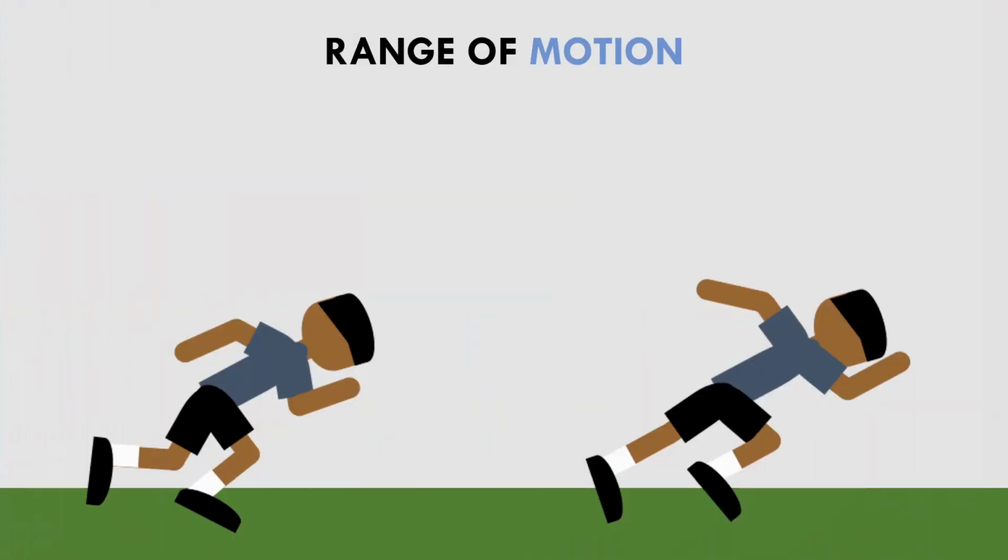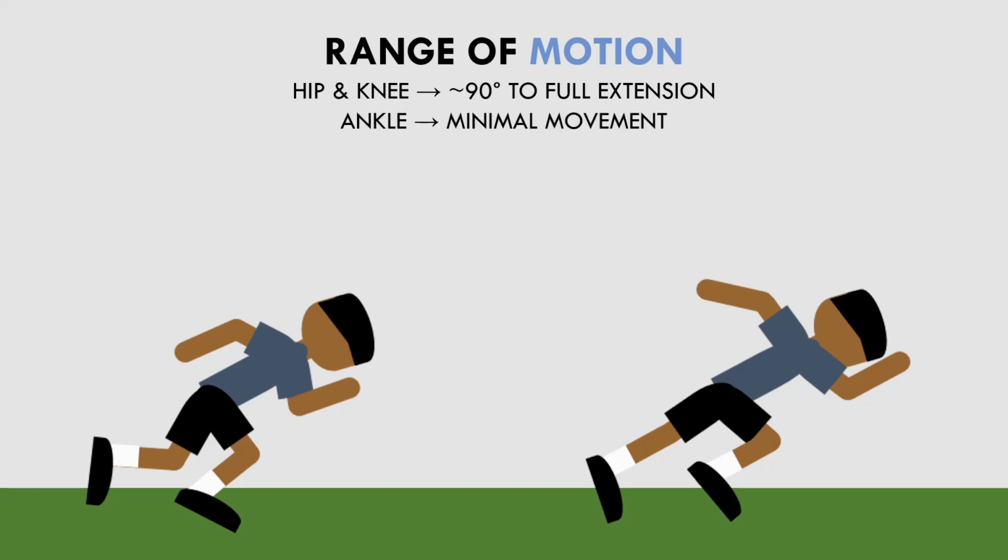The next variable we will explore is range of motion during ground contact. Athletes generally strike the ground with the hips and knees at roughly 90 degrees of flexion during acceleration sprinting. So the hip and knee extensor muscles must produce force from around 90 degrees of flexion to full extension. We also see minimal ankle movement during acceleration sprinting. The ankle joint remains locked in a slightly dorsiflexed position until the very end of the ground contact, where it then plantarflexes to provide additional propulsive forces.